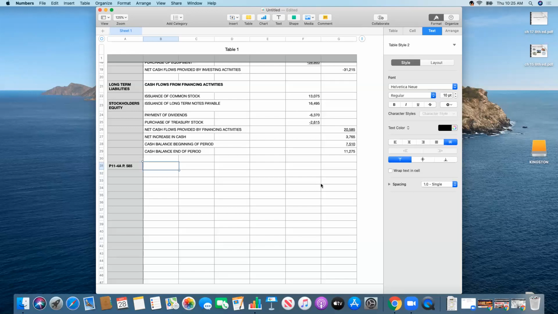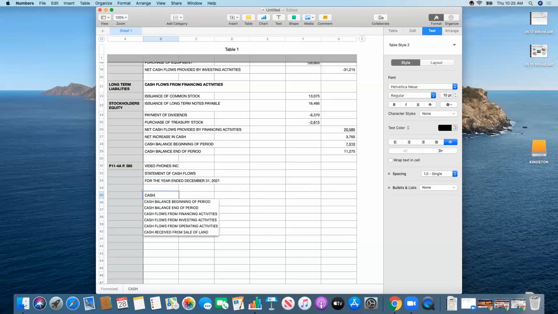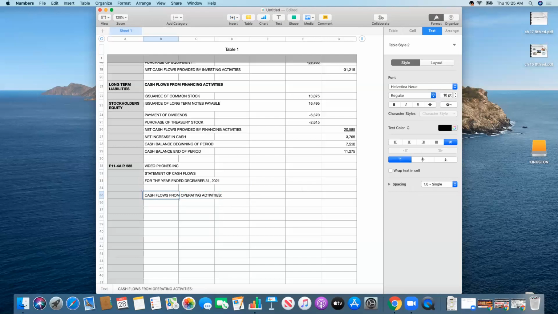So let's get started. This is Video Phones, Inc. Statement of cash flows for the year ended December 31st, 2021. Cash flows from operating activities. I'll put that in bold, so it's easier to see.